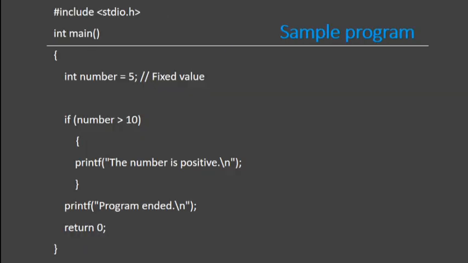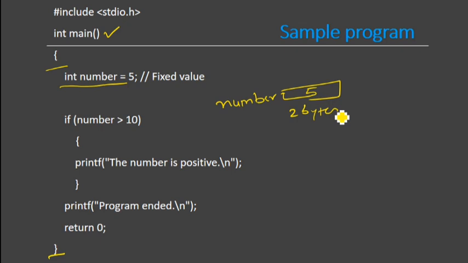Let me explain this with the help of a program. So #include <stdio.h>, then the main function. Here, from here to here, I'm writing my source code. I'm initializing a variable number as an integer which stores the value 5 in it. It is an integer, so it allocates 2 bytes of memory. So number is 5, right?